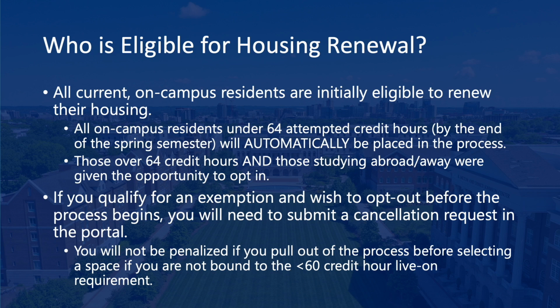Everyone currently living on campus is initially eligible to renew their housing. Students with less than 64 attempted credit hours at the end of the spring semester will be automatically entered and given a time slot unless they cancel. Rising juniors, rising seniors, and students currently abroad opted into this process earlier this semester. If you need to opt out of the process before selecting a space, you can do so by filling out a housing cancellation request in your housing portal in My Belmont. If you're not required to live on campus, you won't be penalized for removing yourself from the process before selecting a space.